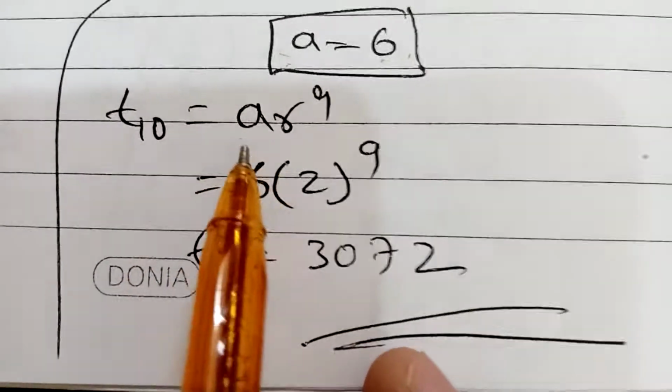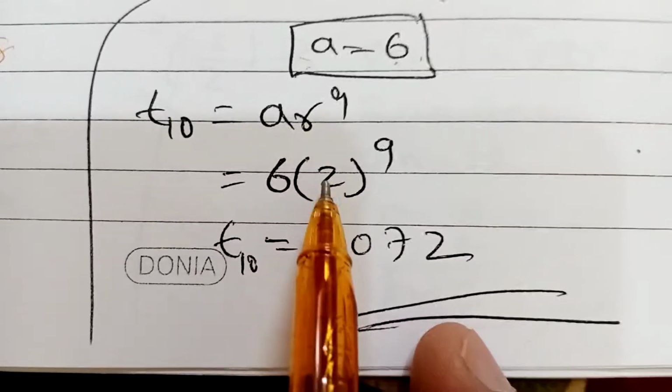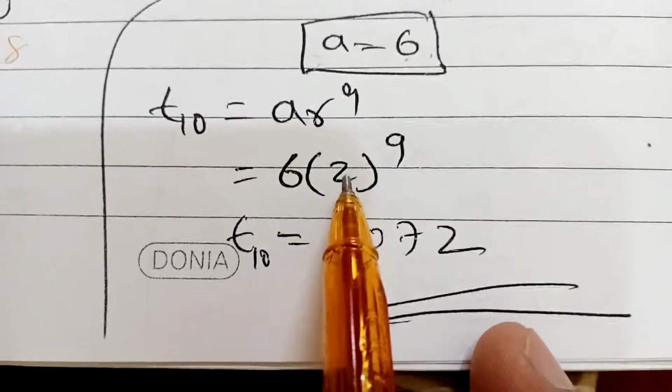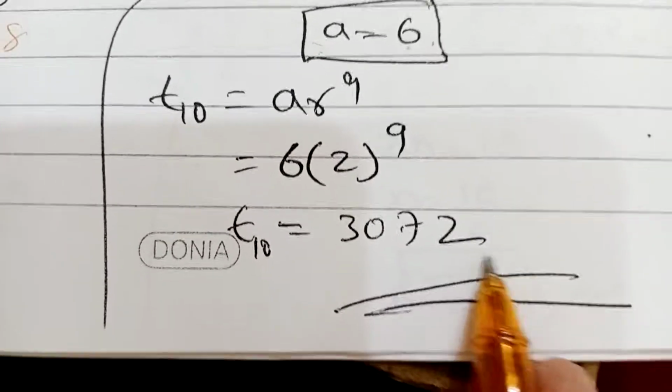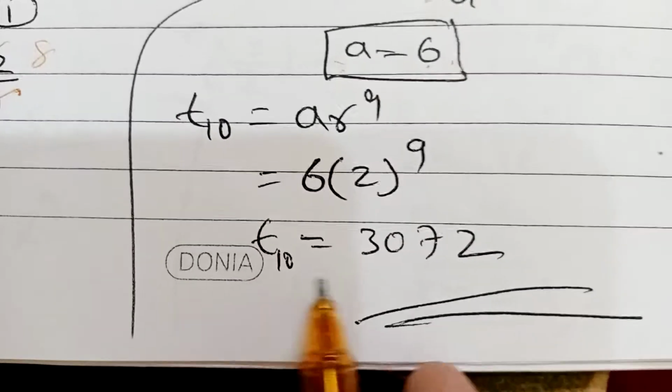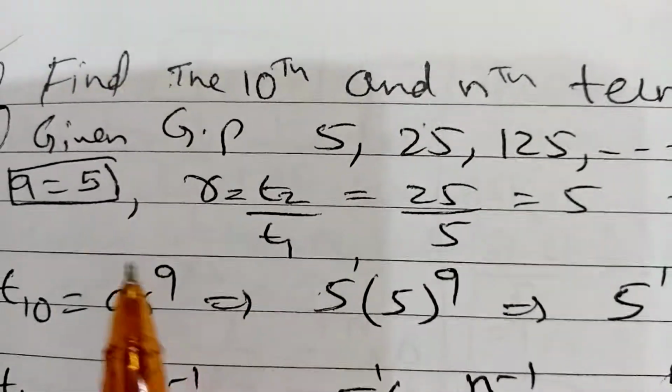Find the 10th term. So T10 is equal to a r^9. a means 6, r means 2 power of 9. So 2 power of 9 into 6, 3072. Okay, 10th term is 3072. Next question.